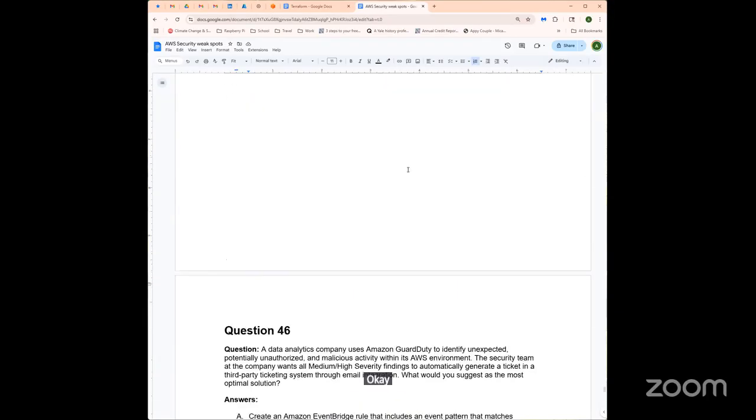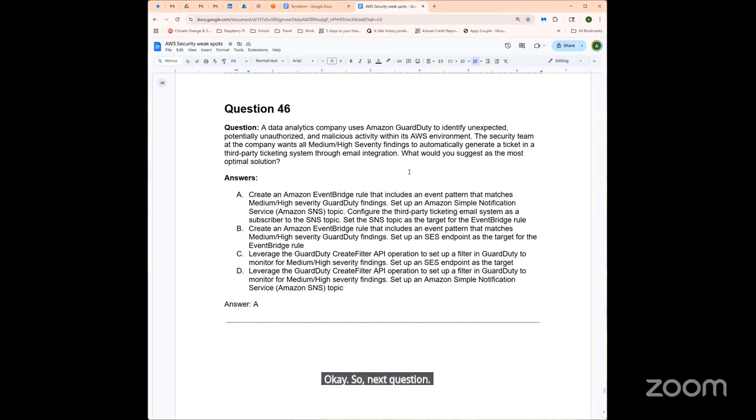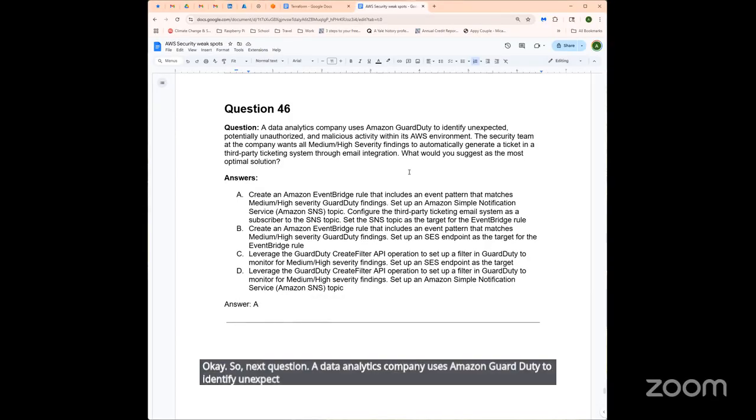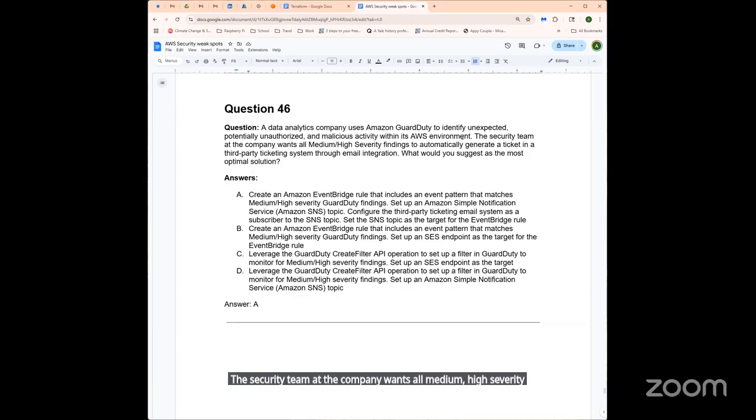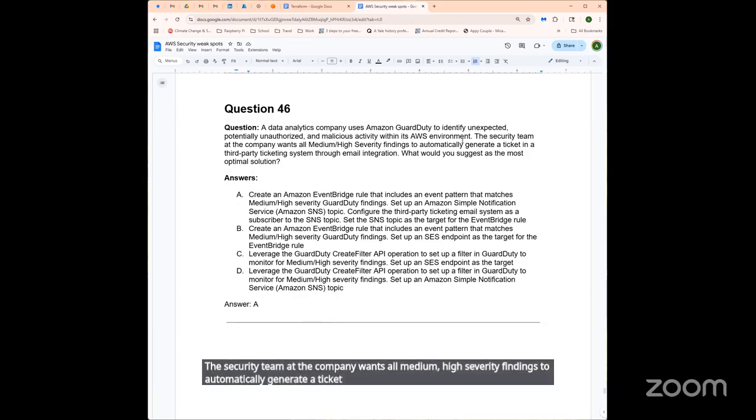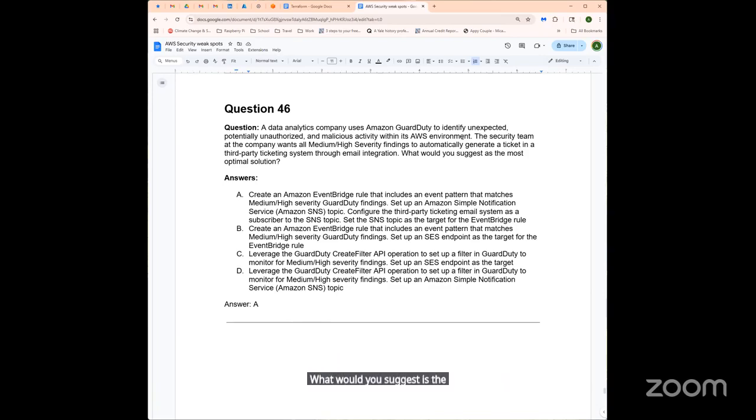Okay. So next question. A data analytics company uses Amazon GuardDuty to identify unexpected, potentially unauthorized, and malicious activity within its AWS environment. The security team at the company wants all medium, high severity findings to automatically generate a ticket in a third-party ticketing system through email integration. What would you suggest is the most optimal solution?